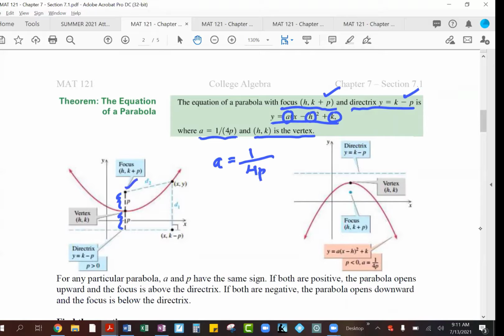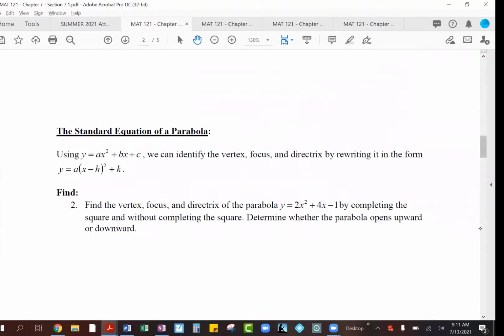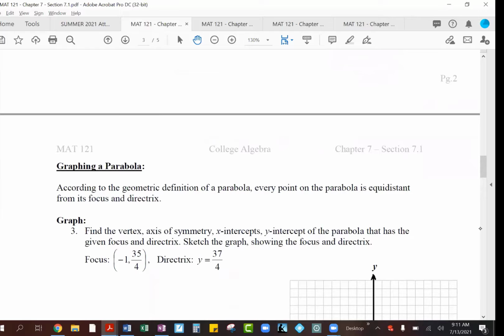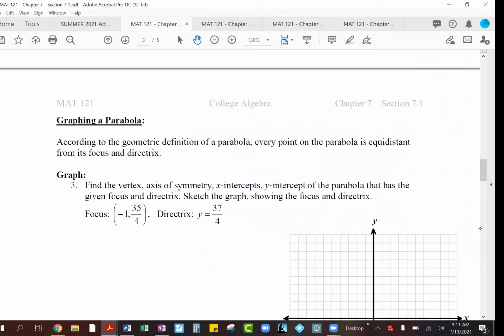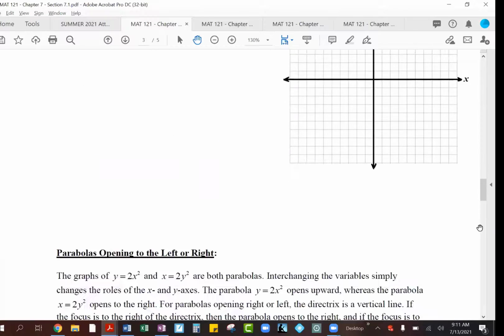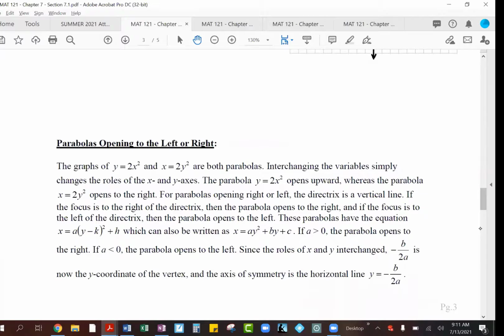The focus falls on the top. If your parabola is opening downwards, then of course the directrix is on the top and the focus is going to be below the parabola. So you've got some examples for that. You can take a look at how to calculate the equation if you know the focus and the directrix, or if you have the equation, how do you find your focus and directrix? So I've included those examples in your lecture.